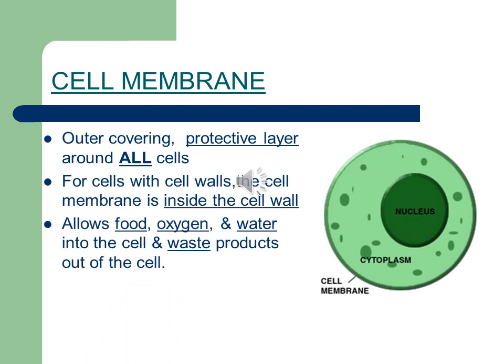The second structure is the cell membrane, an outer protective covering layer around all cells. All cells must have a cell membrane. For cells with a cell wall, the cell membrane is inside the cell wall. It gives permission to pass what the cell needs. If it needs food, oxygen, or water, it will pass into the cell. And if it has wastes, they will pass out of the cell.